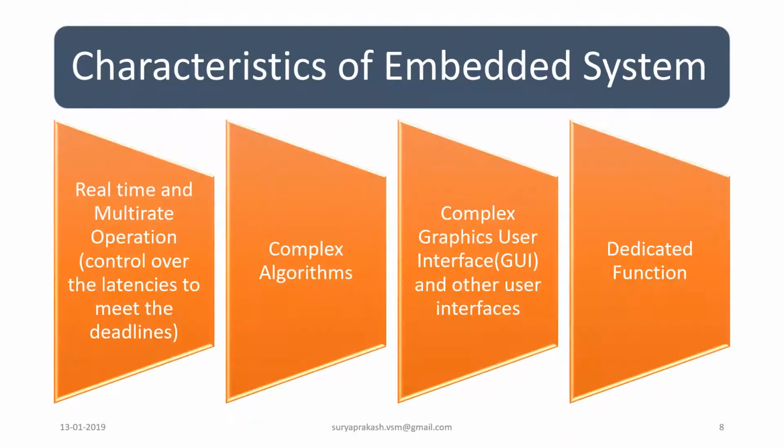So there are four basic characteristics of an embedded system: real-time and multi-rate operation, complex algorithms, complex graphical user interface and other user interfaces, and dedicated functions. For example, consider real-time multi-rate operation in a DTH set-top box. In that, you will be getting the audio and video input to the system through a single wire.